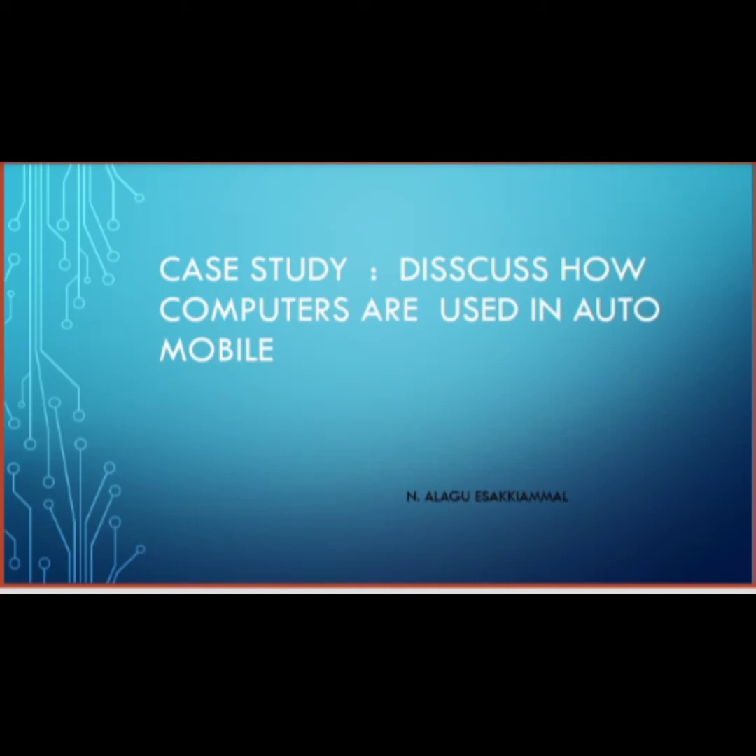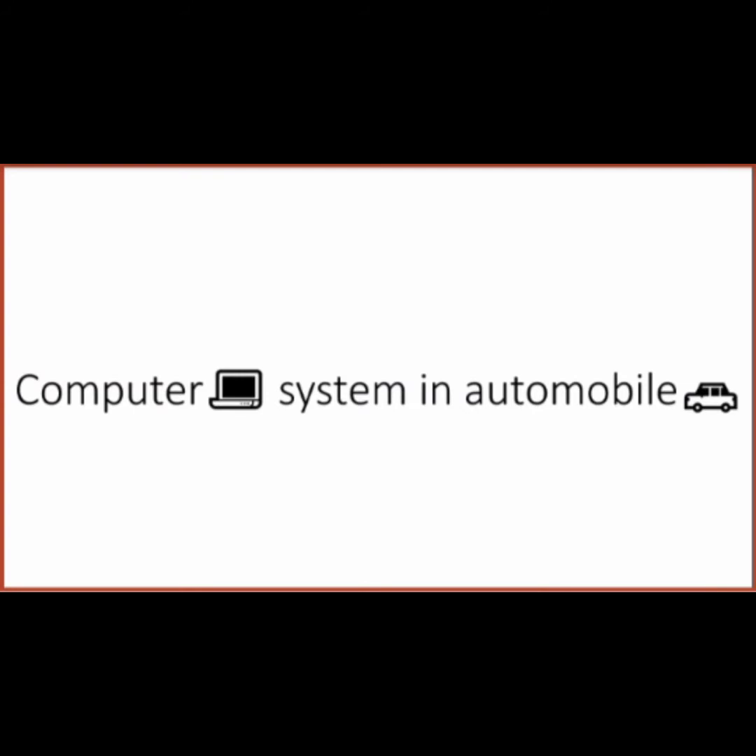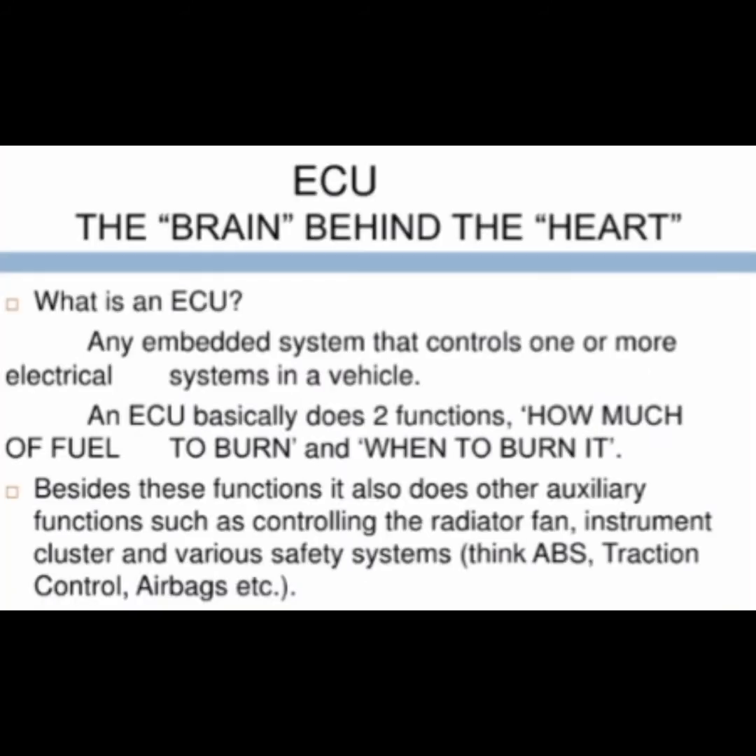Case study. Discuss how computers are used in automobiles. Computer system in automobile: the ECU, the brain behind the heart. What is an ECU? It is a system that controls one or more electrical systems in a vehicle, and the ECU basically does two functions: how much fuel to burn, and when to burn it.